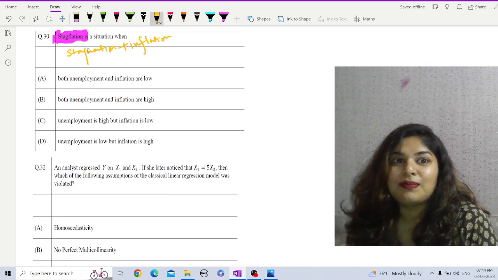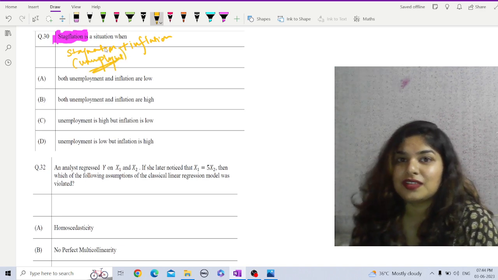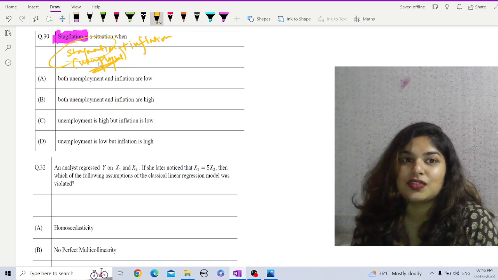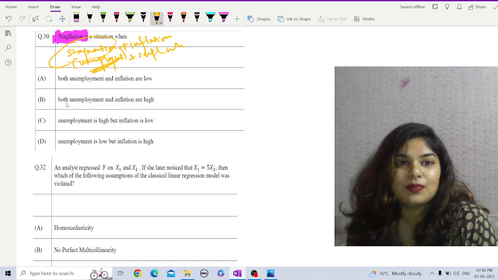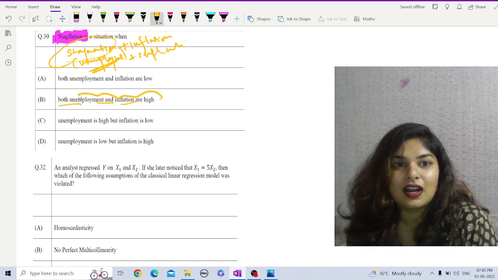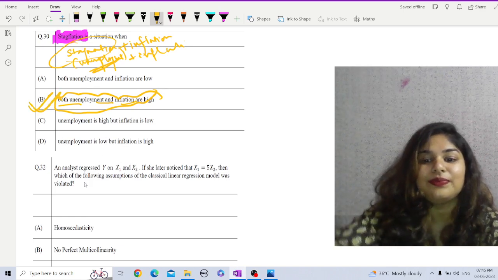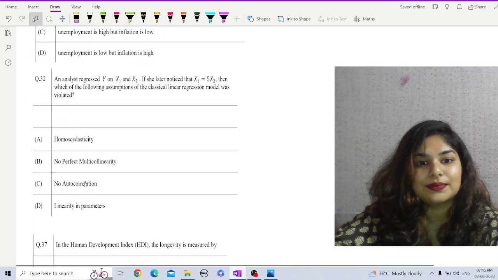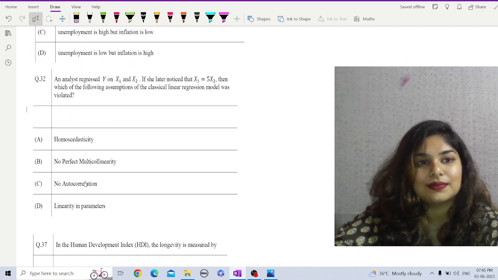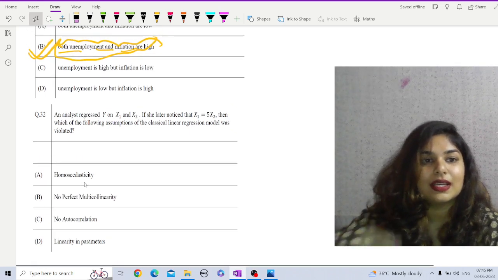Stagnation means something which is static, the economy is not moving, and with a lot of unemployment. Because production is not increasing, there is a stagnant situation. That means there is high unemployment plus high inflation. So both unemployment and inflation are high. So option B is the correct answer. Next question.